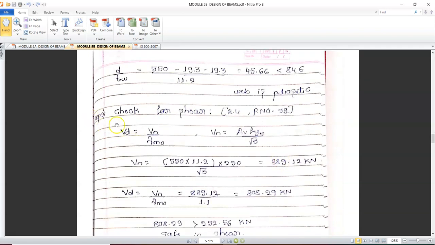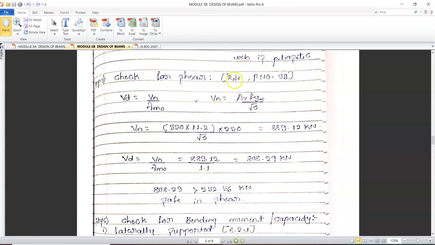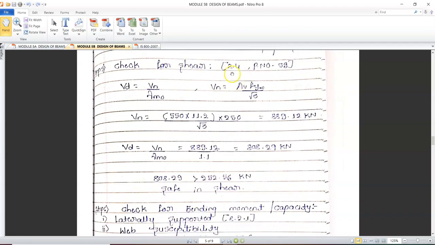Now moving ahead with the next step, that is step number 5. Check for shear. It is given in clause number 8.4, page number 59. You can go back and refer to the same formulas in IS 800. It says Vd is equal to Vn by gamma m naught. Vd is the design shear capacity. Vn is the nominal shear capacity, that is AV into yield strength Fyw divided by root 3, where AV is the area of the web.